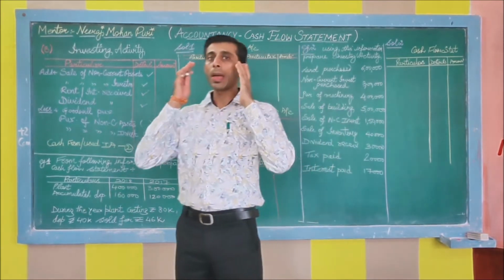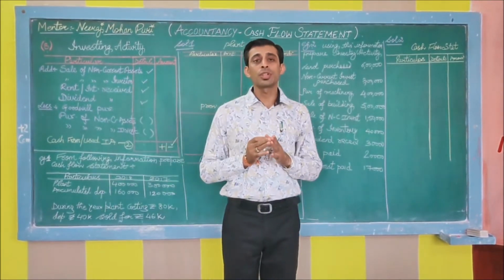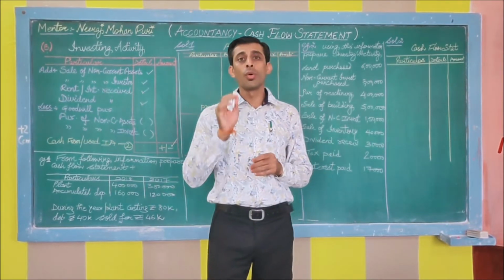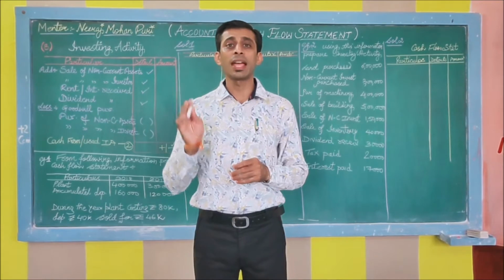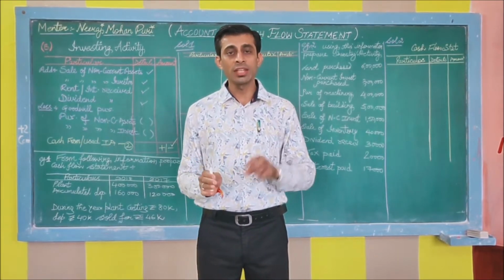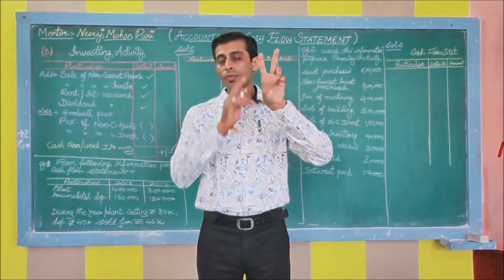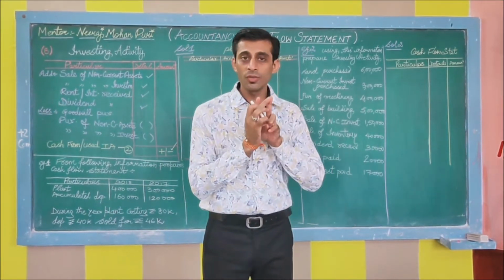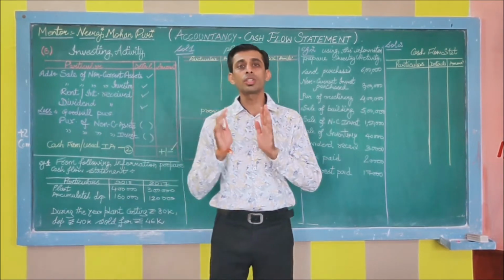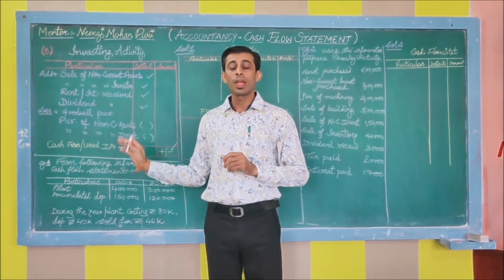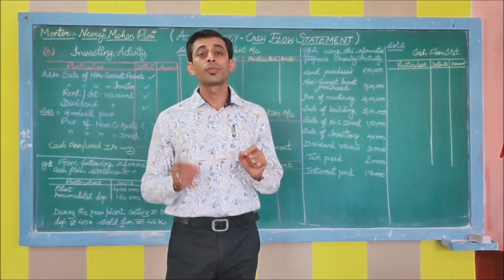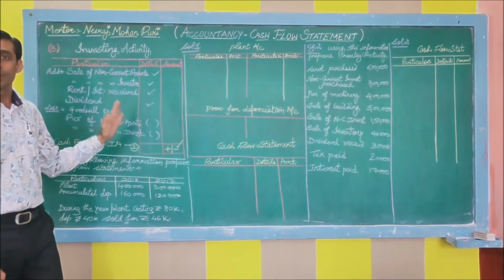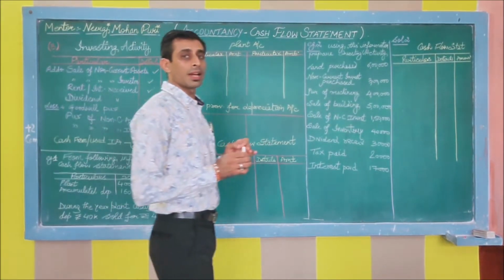To commit it to your memory, let's recapitulate: in investing activity we show only non-current assets. From the asset side, there are two kinds of assets. One is non-current assets, which are shown in investing activity. Second are current assets, which are not shown in investing activity. And there is no item from the liability side which appears in investing activity. This is a very simple activity.